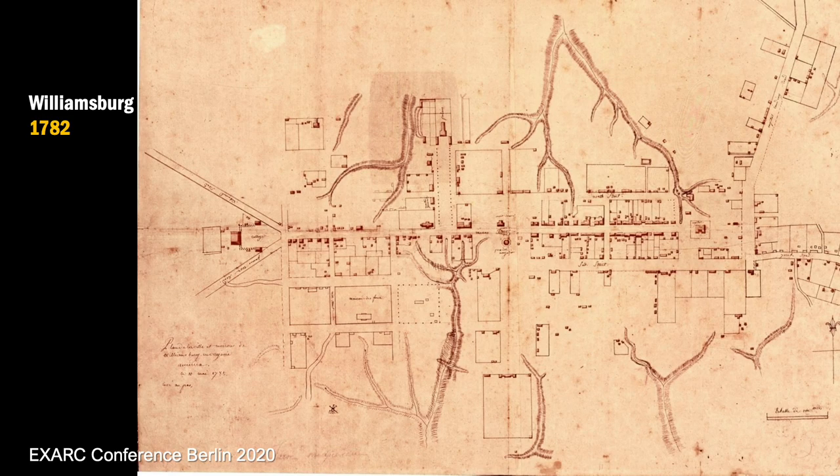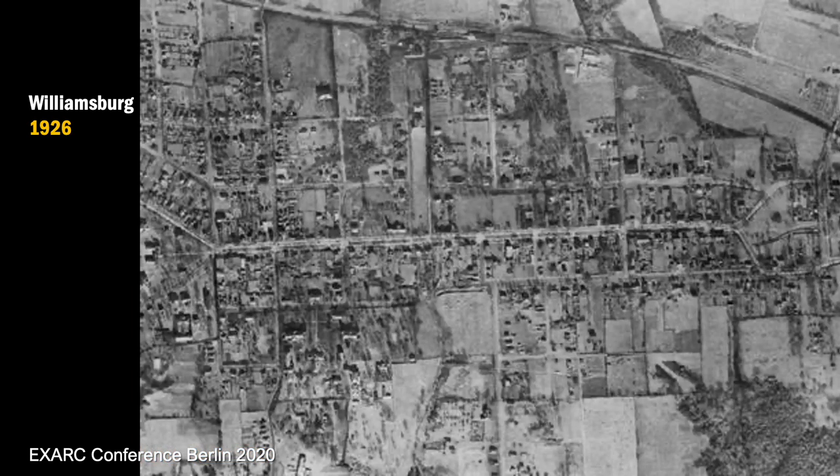This slide shows us the eponymous Frenchman's map that was drawn in 1782, and it gives us the first real understanding of the size and form of the city in the 18th century. And this is the one that we use to begin the reconstruction of the city today. This is the map of Williamsburg in 1926, the year that reconstruction began.